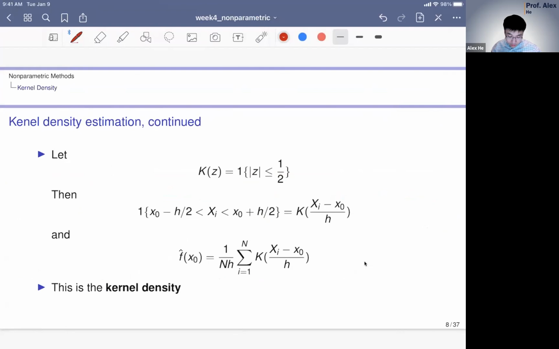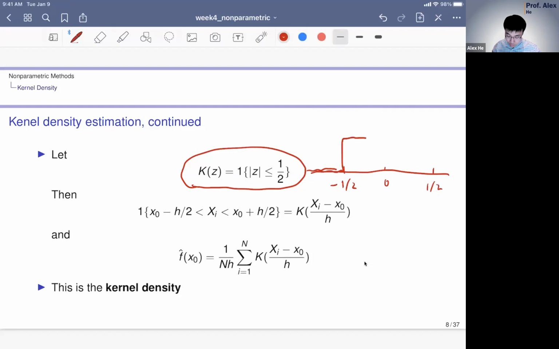So you can define a function k, which equals one if the value is between minus 0.5 and 0.5, and equals zero in other places. If you plot this function, it would look like this: you have minus 1/2 here, zero, and 1/2 here, and this k function equals one only within this region. So that's what this function looks like.